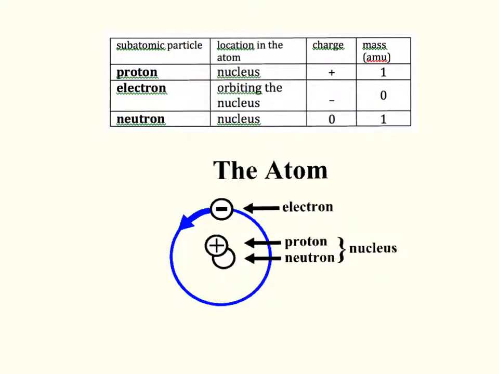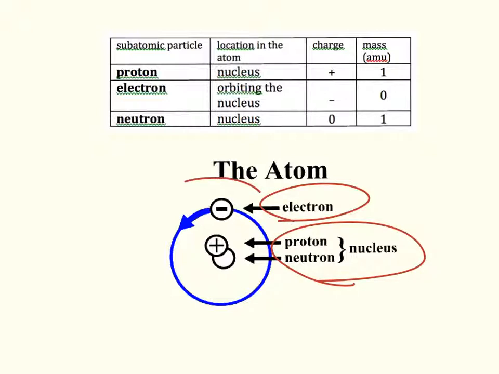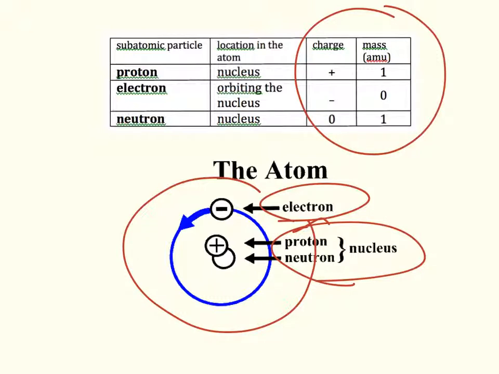Before we move on with talking about the periodic table, I just need to do some reminders about the atom. Before the break, we covered our three subatomic particles in the atom: the proton, the electron, and the neutron. The proton and the neutron are in the nucleus. The electron is orbiting around the nucleus. Now, if you look at this table up here, which you have in your notes, I want you to look at the charge and the mass.